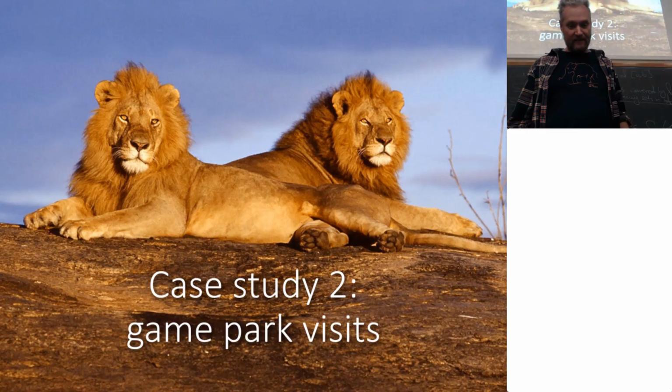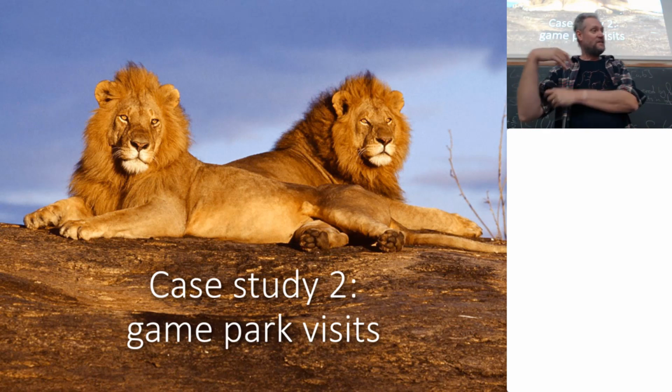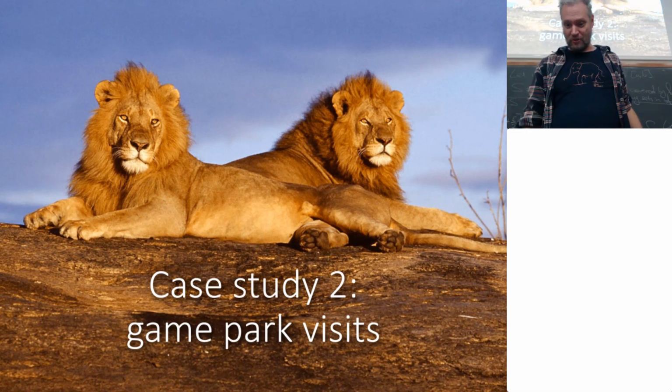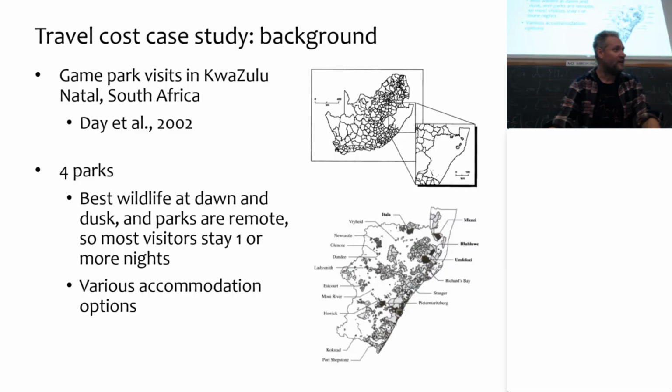So that said, let's look at an application here where we're going to visit some lions in KwaZulu-Natal. That is in South Africa, and it's a study from 2002. You're looking at a map of South Africa, and then KwaZulu-Natal province. There's four different parks. There's actually a lot of different parks. There's cities near, and so on and so forth.